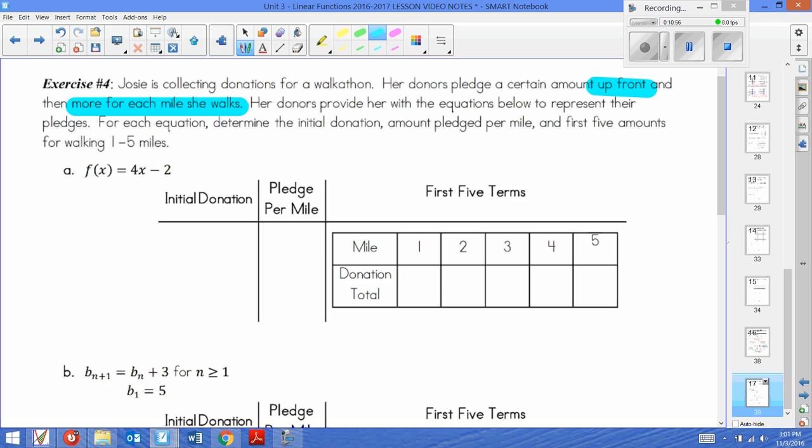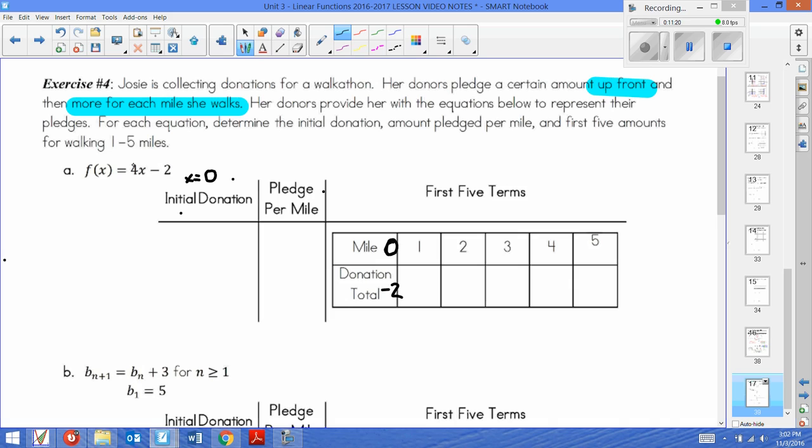So the initial donation, I don't see in this table. Initial always is 0 when x is equal to 0, I guess. So I think I might need to add that into my table. All right, this isn't a problem. A is just a linear equation. So if I put in 0, well, that's easy. That's just my y-intercept. That's -2.